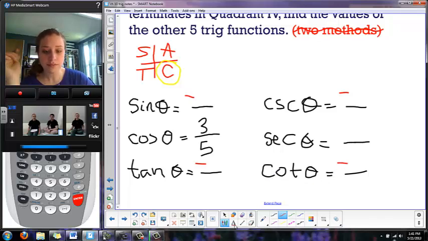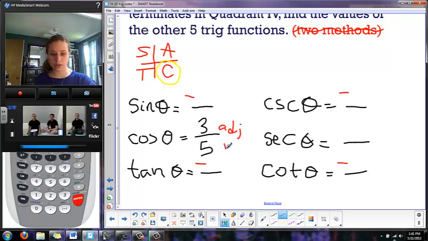Okay? Now we're going to use the exact same method that we did before. We know that this is the adjacent side because cosine is adjacent over hypotenuse. And this is the hypotenuse. So we need to figure out what the opposite side is over the hypotenuse and then adjacent over opposite. Okay, so we're using SOHCAHTOA.